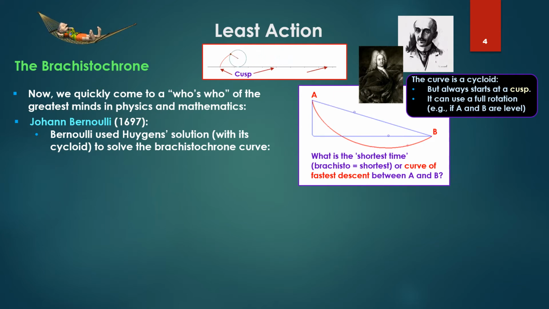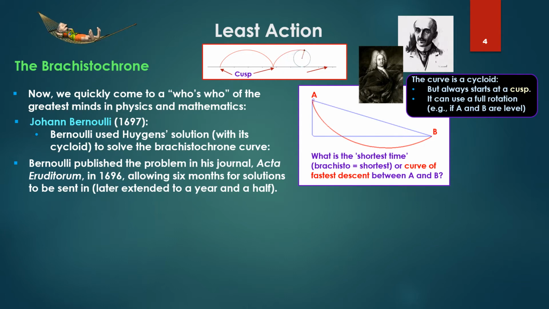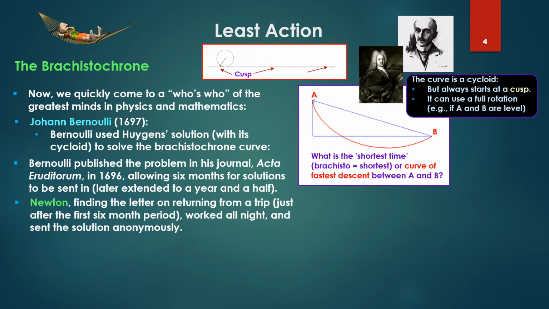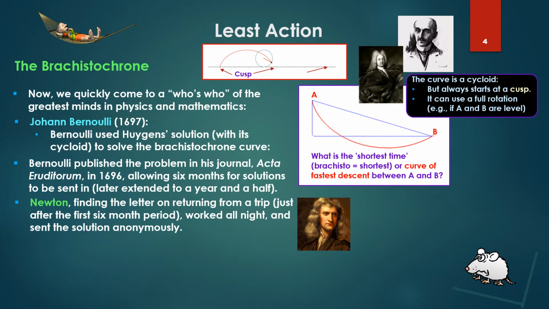It can use a full rotation. For example, if A and B are on the same level, we'd have a full rotation of the cycloid, a big piece of the cycloid curve. Now, Bernoulli published the problem in his journal Acta Eruditorum in 1696, allowing 6 months for solutions to be sent in. And later he had to extend this to a year and a half because he wasn't getting all the responses he wanted. Newton, who was off on a trip, found the letter on returning, just after the first 6-month period that Bernoulli had set, worked all night and sent the solution in anonymously.